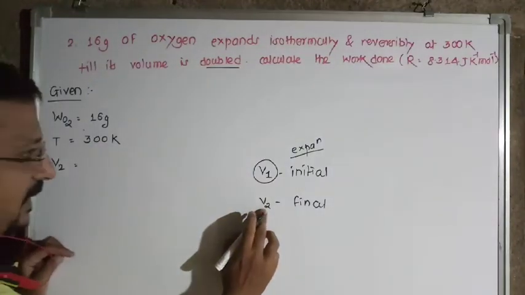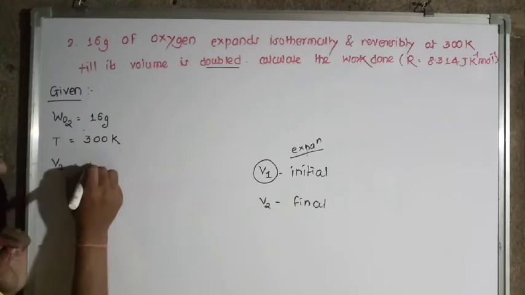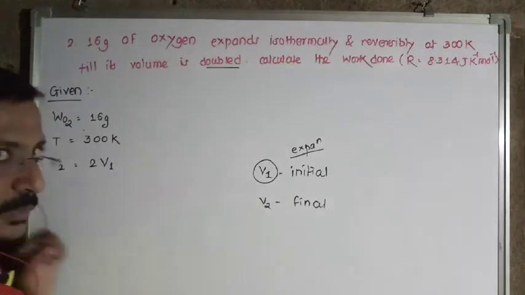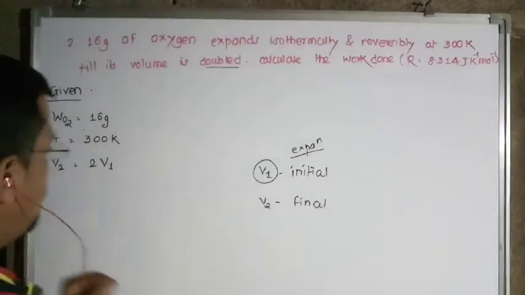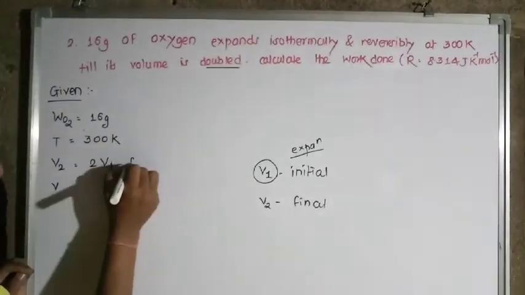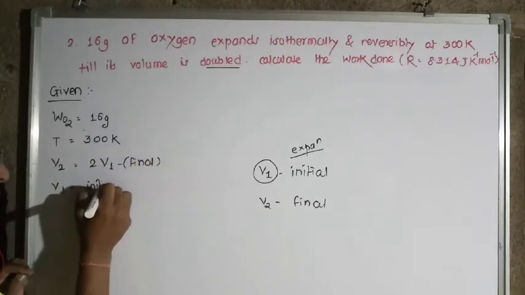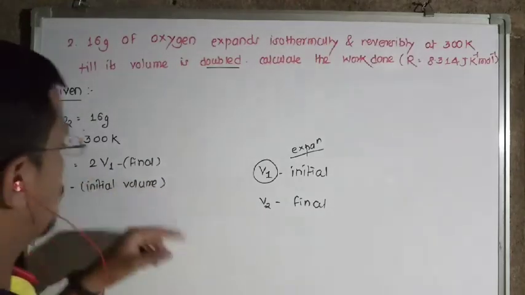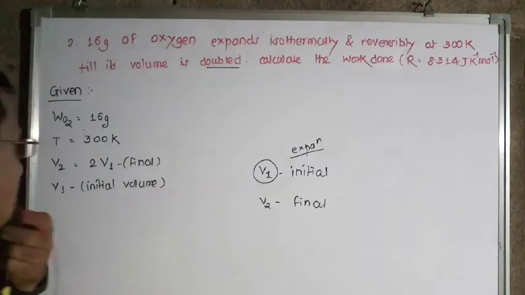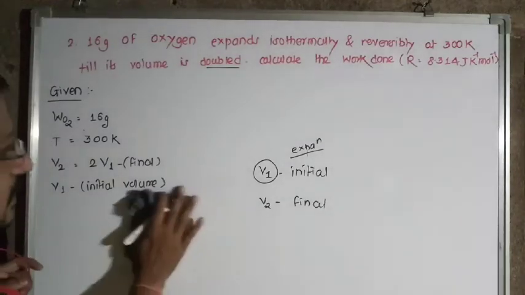That's why if I consider that V2, then V2 must be twice V1. So V1 is the initial volume, and you write here V2 is the final volume. So V2 is twice V1.